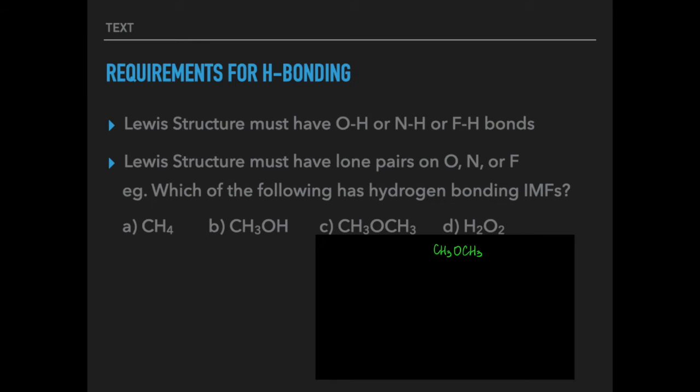Okay, let's look at dimethyl ether. We've got a CH3, an oxygen, and a CH3. Carbon has 4 valence electrons. Each of these hydrogens has 1 valence electron. Oxygen has 6 valence electrons. Let's make our bonds. And yeah, so carefully make your covalent bonds, which are 2 electrons. And this molecule has a lone pair on oxygen, but it does not have an oxygen-hydrogen bond, right? There's no H bonded to that oxygen atom. So therefore, this has no hydrogen bonding.